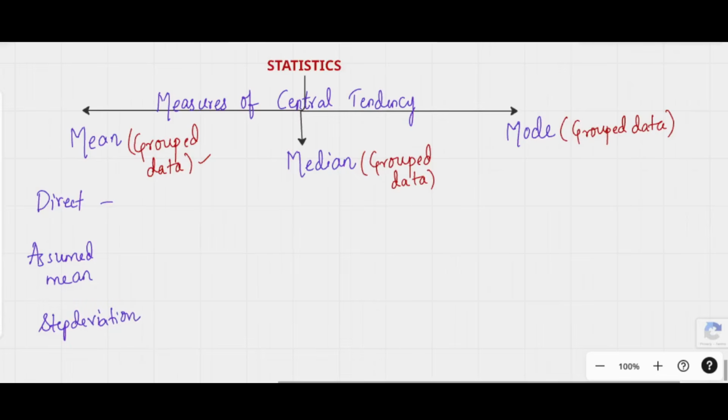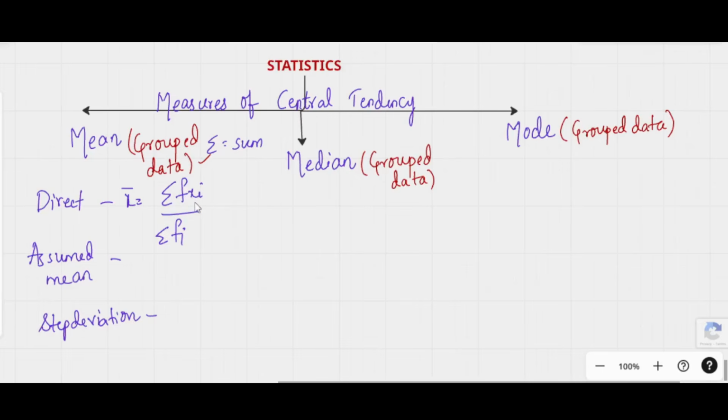Okay, we have three formulas here, three types of methods. The direct method is just how we have done for the ungrouped data, exactly like that. Mean is equal to the sum of all the observations into frequency, divided by the total number of observations. What is sigma? Sigma means sum. We have to add all the frequencies.